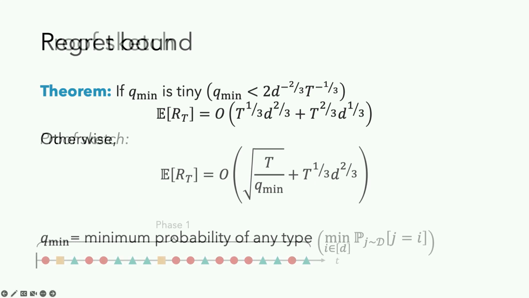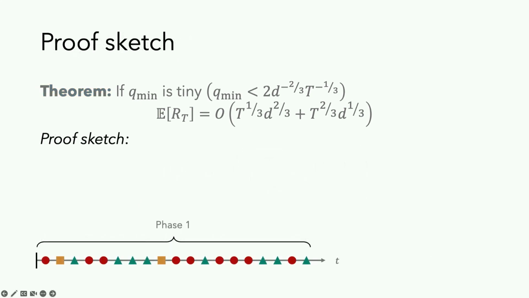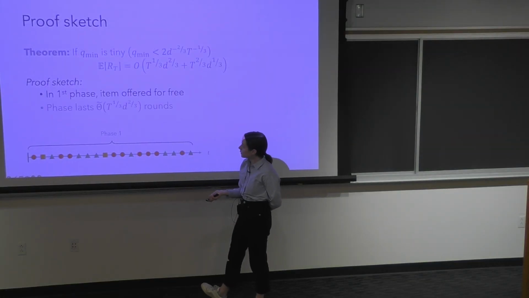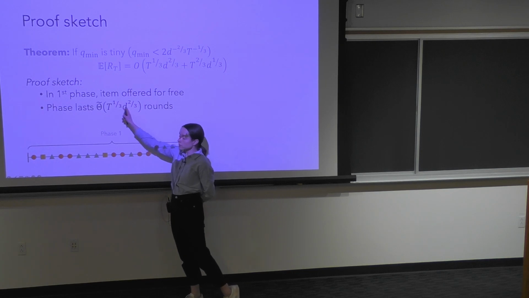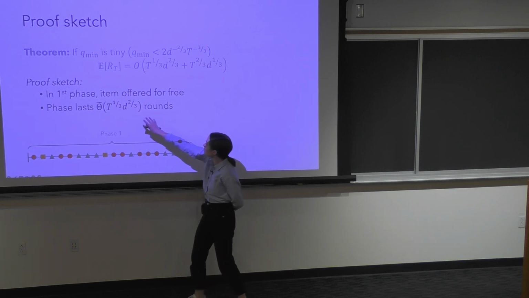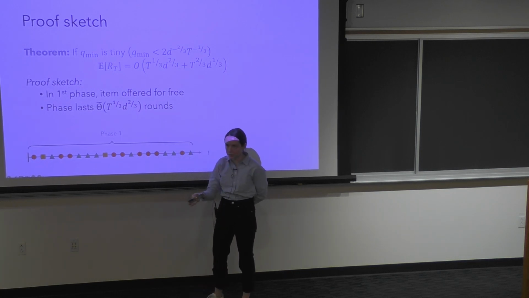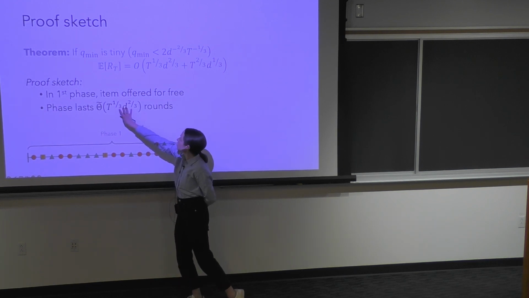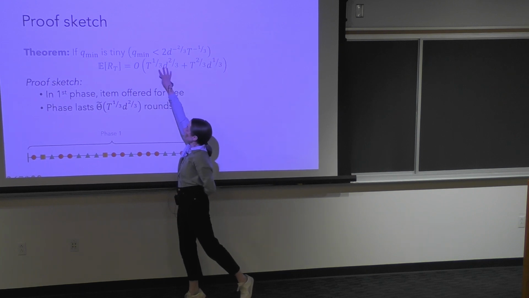And I'll just give an idea of where these terms are coming from briefly in a couple of slides in this proof sketch. So let's go back to phase 1. Phase 1 is when we're offering the item for free. And this phase lasts t to the 1/3, d to the 2/3 rounds. And so you can see, obviously we're gathering regret during this phase by offering the item for free. So you can see this term illustrated right here.